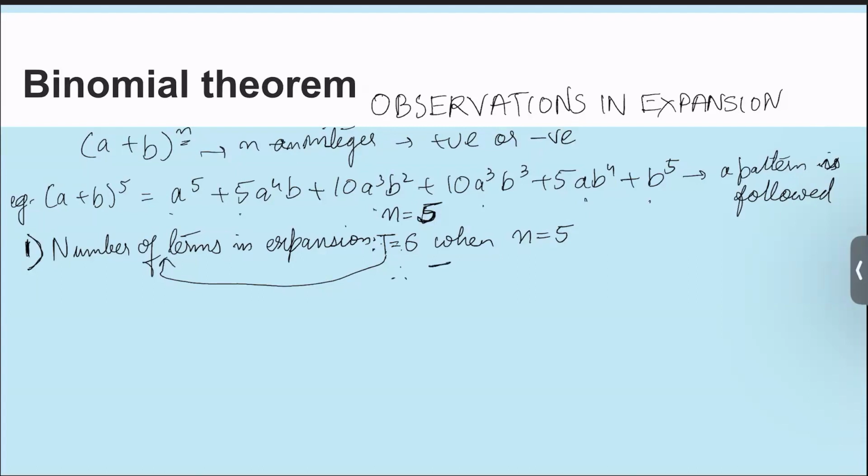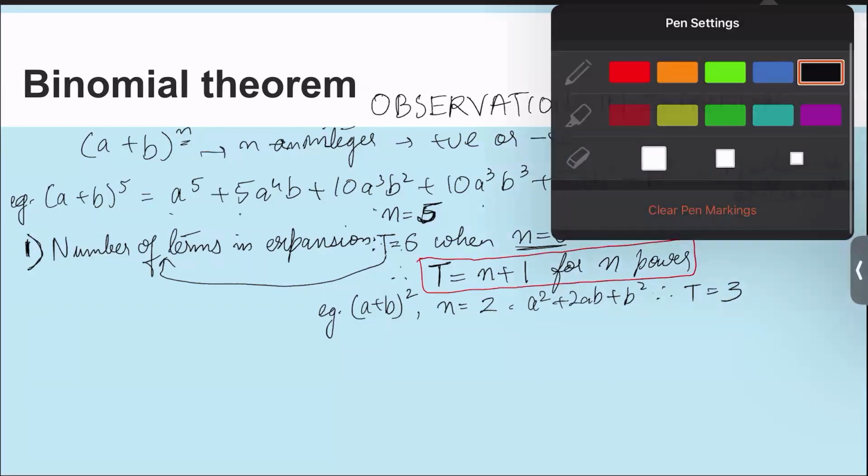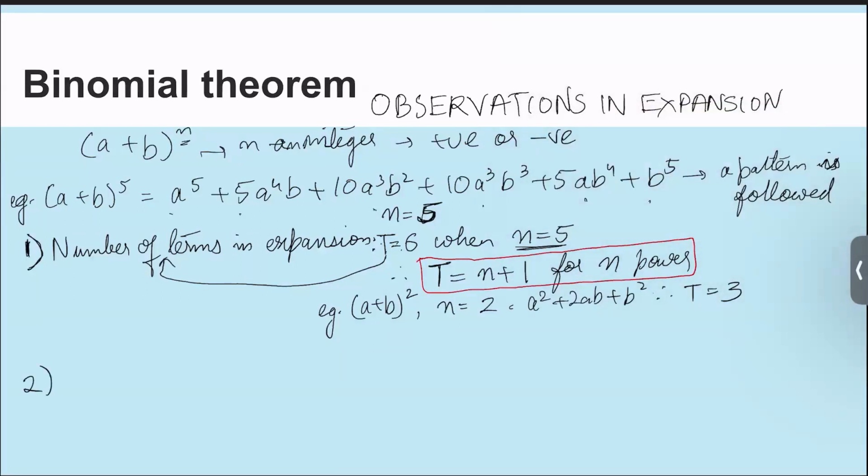So therefore, we can say that the number of terms, the way they vary for whatever n that we take, is T equals n plus 1. Okay, so even when you have, for example, a plus b the whole squared, n is equal to 2, and when you expand it, you see it's a squared plus 2ab plus b squared, and you can see that therefore T is equal to 3. Okay, so this is one result: the number of terms would be 1 more than the index that we are using. Okay, let's see the second observation. So the second observation that we have is that the powers of a and b.